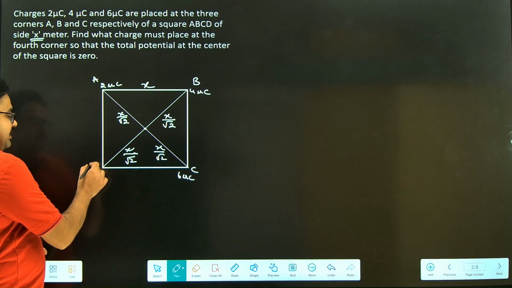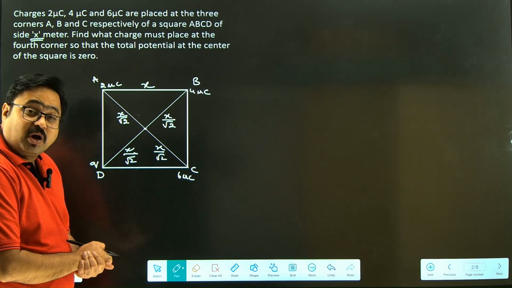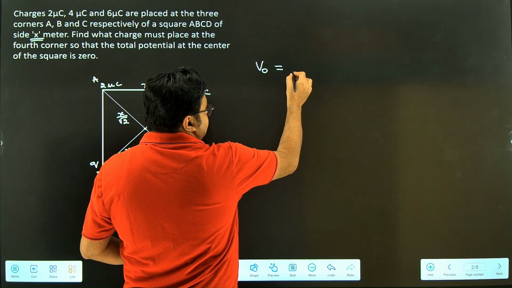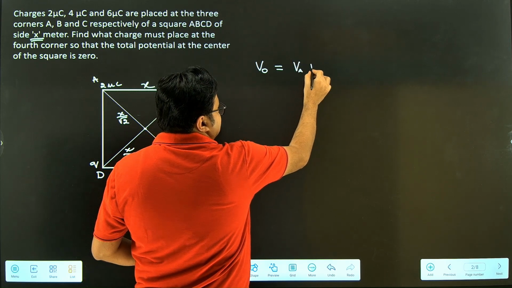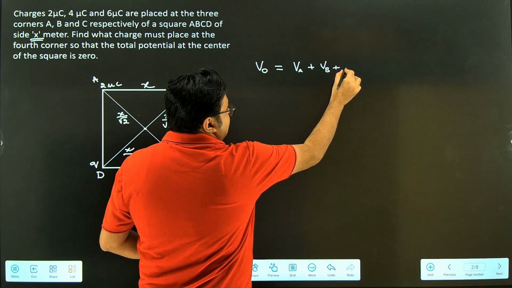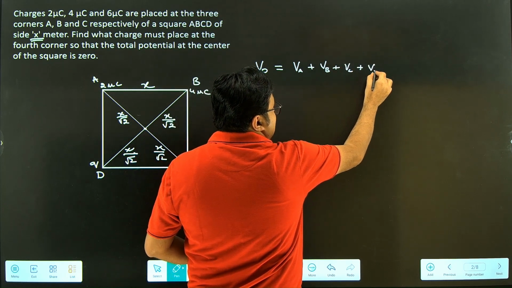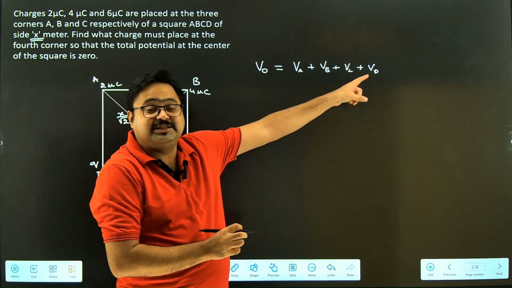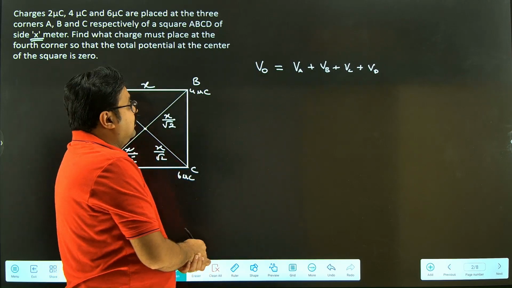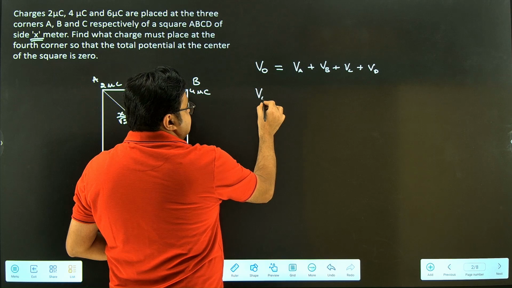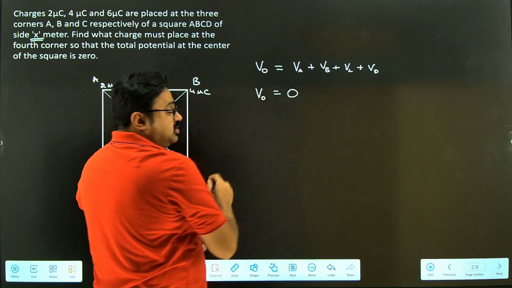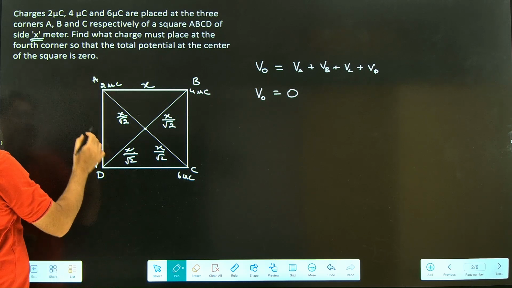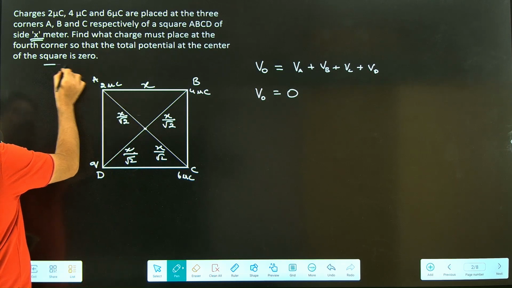Let's say the charge kept at D is supposed to be Q, and we will find what that Q is. The total potential at the center O is due to the charge kept at A plus charge kept at B plus charge kept at C plus charge kept at D. So the potential at O is due to charges A, B, C and D. Anyway, you have potential at the center O equal to 0 because that's what the question asks: what should be the charge at the fourth corner so that the potential at the center of the square becomes 0?